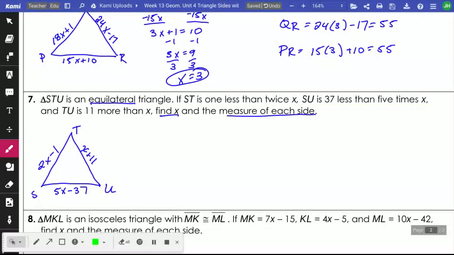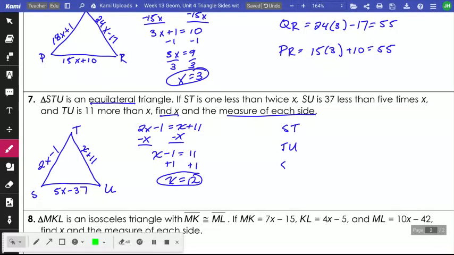So I'll pick any pair of sides. And I'm going to do the 2x minus 1 equal to the x plus 11 since equilateral. And I will solve for x by subtracting x from both sides. And I will get x minus 1 equals 11. I'll add 1 to both sides. And I'll get x is equal to 12. Then I need to find ST, TU, and SU.